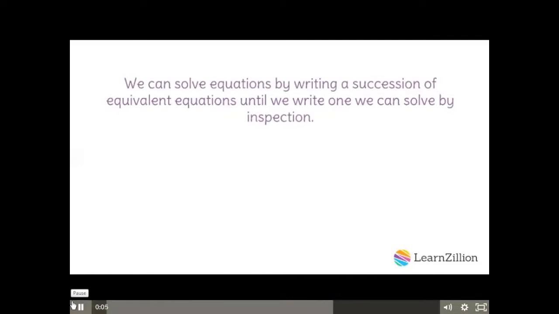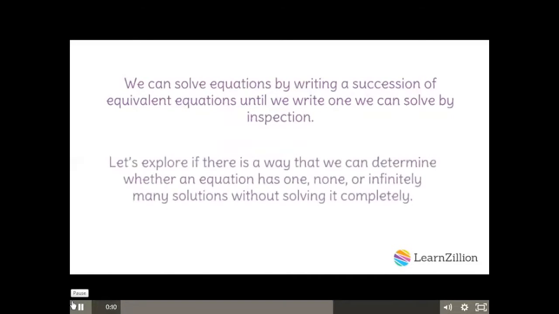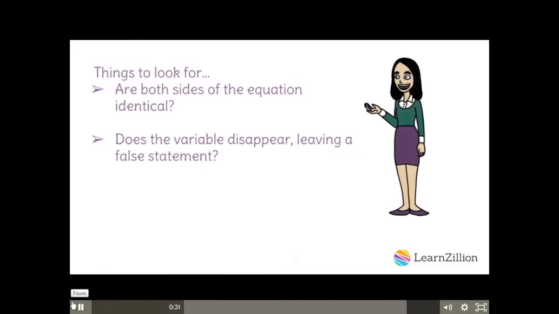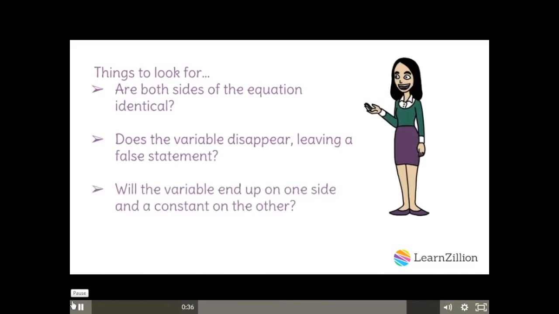Writing a succession of equivalent equations until we write one we can solve by inspection. Let's explore if there is a way that we can determine whether an equation has one, none, or infinitely many solutions without solving it completely. Here are some things to look for. Are both sides of the equation identical? Does the variable disappear, leaving a false statement? And will the variable end up on one side and a constant on the other?